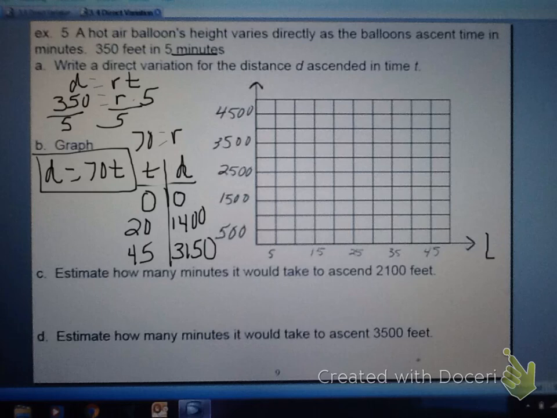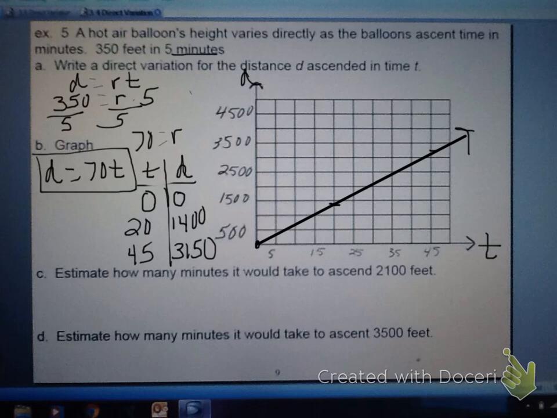Now again, this is your t, this is your d, the distance. So (0, 0), then we go to 20, and then up 1,400, about right there. 45, up 3,100. Whoops, probably a little too high. Oops, that's not it either, sorry. Alright, there's the line. I think I'm off just a little bit, but you get the gist of it.